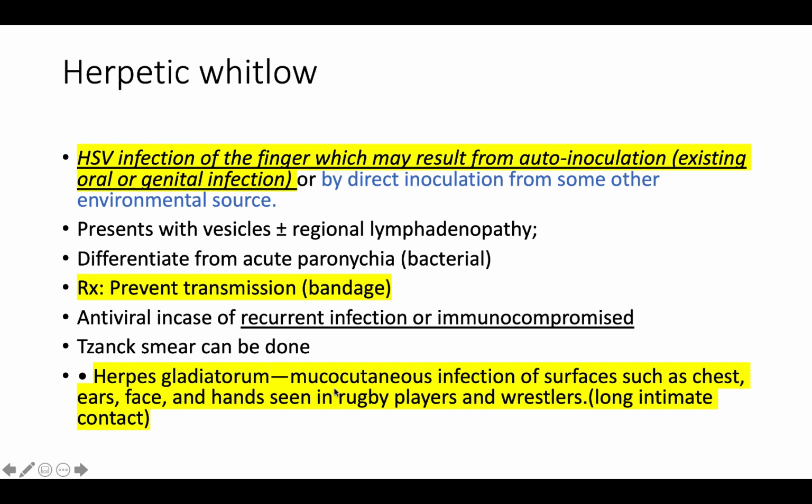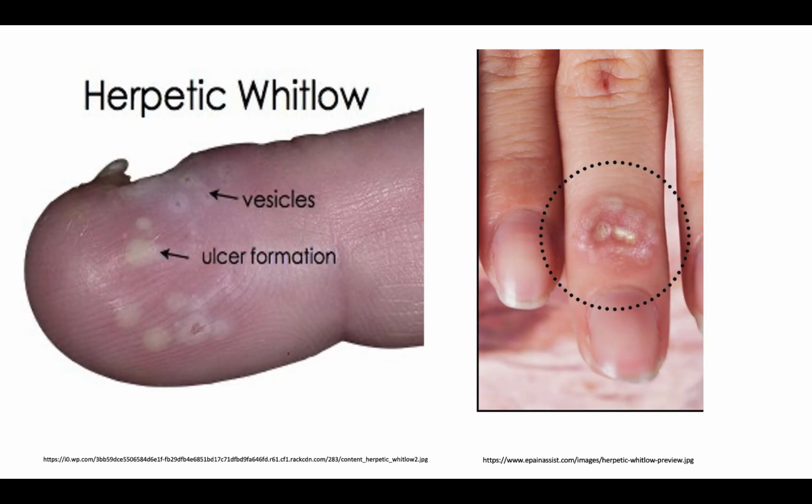الهربس جلاديتورم is a mucocutaneous infection زي الوتلو, بس بيجي على الchest, على ears, على face, على hands. And this happens in contact sports, long intimate contact with patient مع بعض. So wrestlers, rugby players, where they are constantly يعني very intimate and direct contact with each other, may give whitlow in other places in the body. So this is what it looks like.